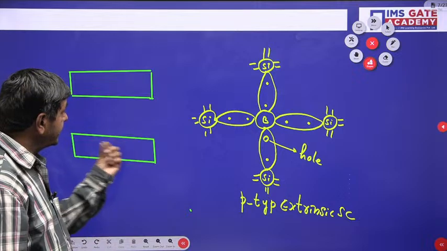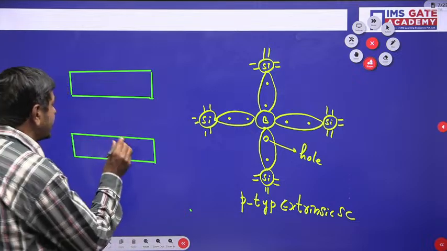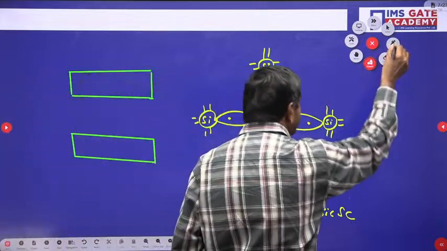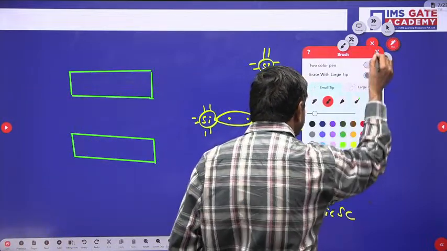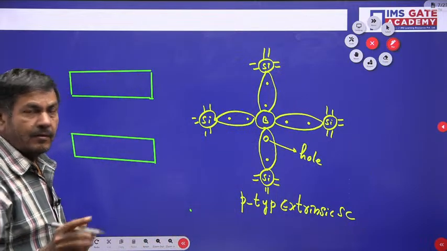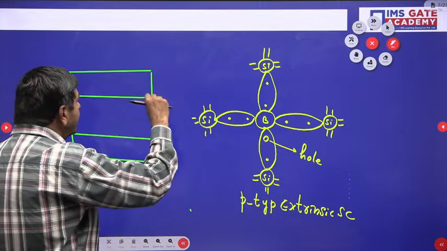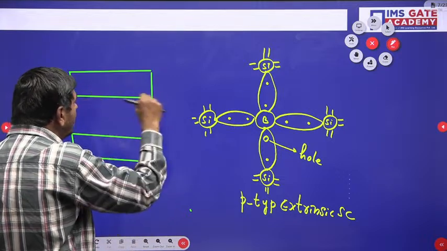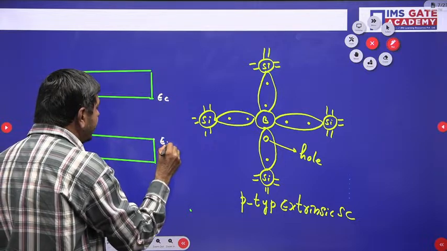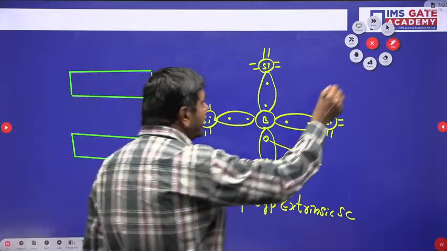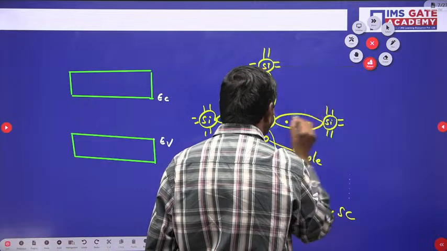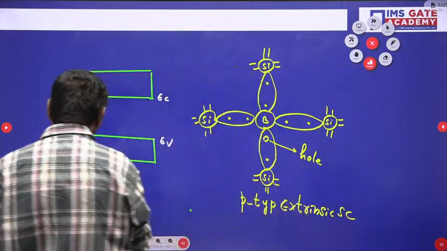And one more energy band, a discrete energy band, is going to form very close to the valence band in the p-type extrinsic semiconductor. In the n-type extrinsic semiconductor, I explained one more small energy band creating below the conduction band. But here, above the valence band, you can find the creation of a new energy level.